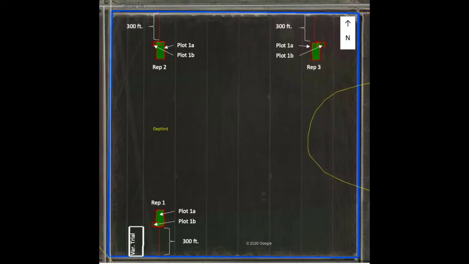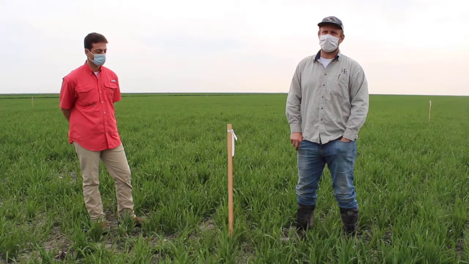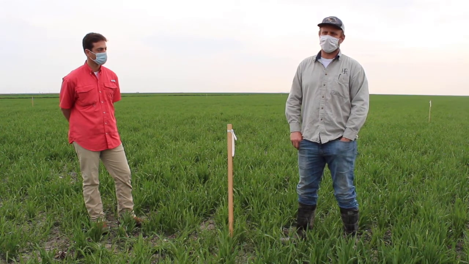We have one that we laid down immediately after drilling in, and then one that we laid down a week later, and those two overlap each other. So we have one quadrant in the field where there are 120 units of nitrogen per acre applied.